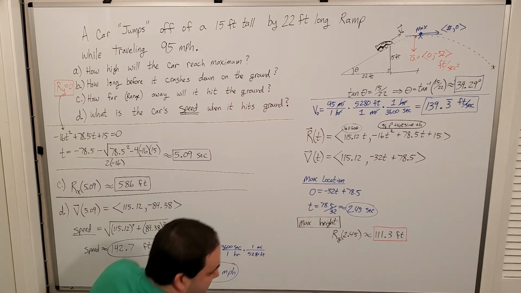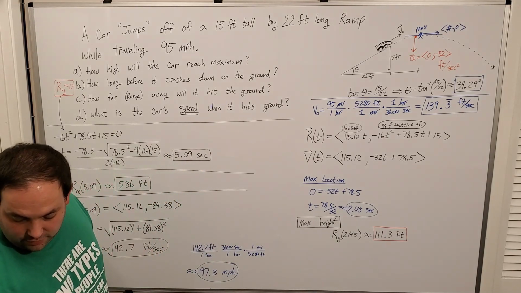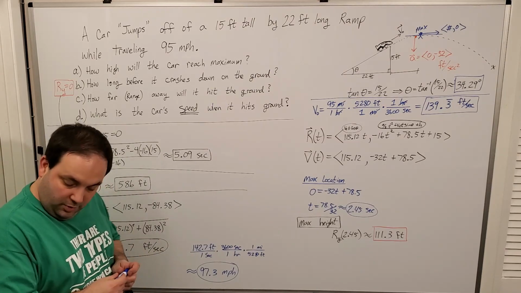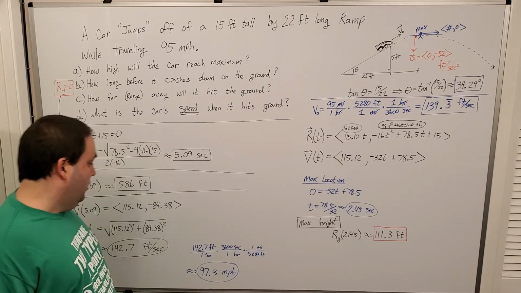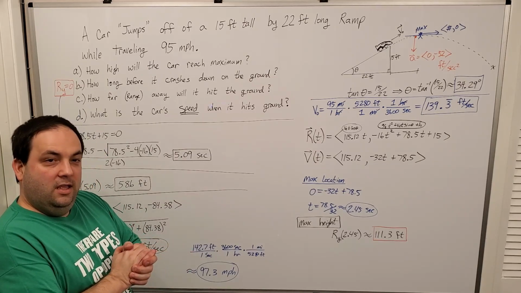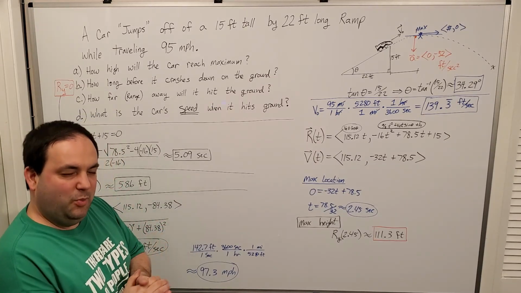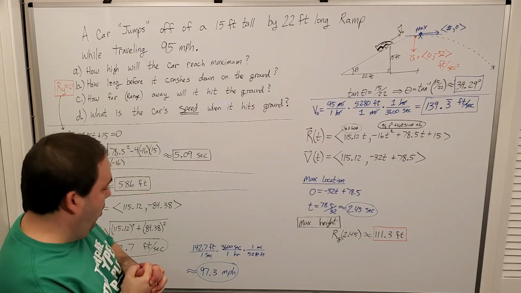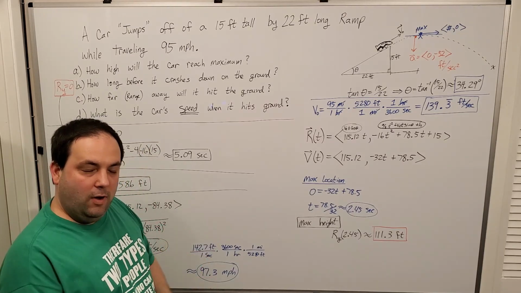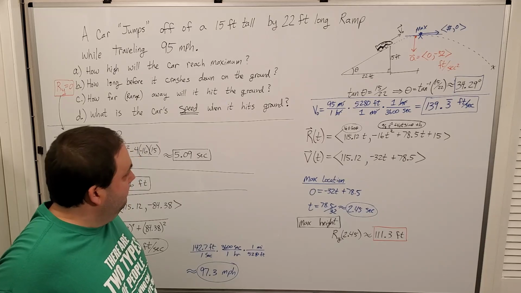Either one of those, it didn't specify which units to give the answer in, so either one of those would have been acceptable as far as the speed is concerned. Still a striking speed, right? Pun intended. Something that would be quite disastrous. Hitting the ground would be that particular speed.